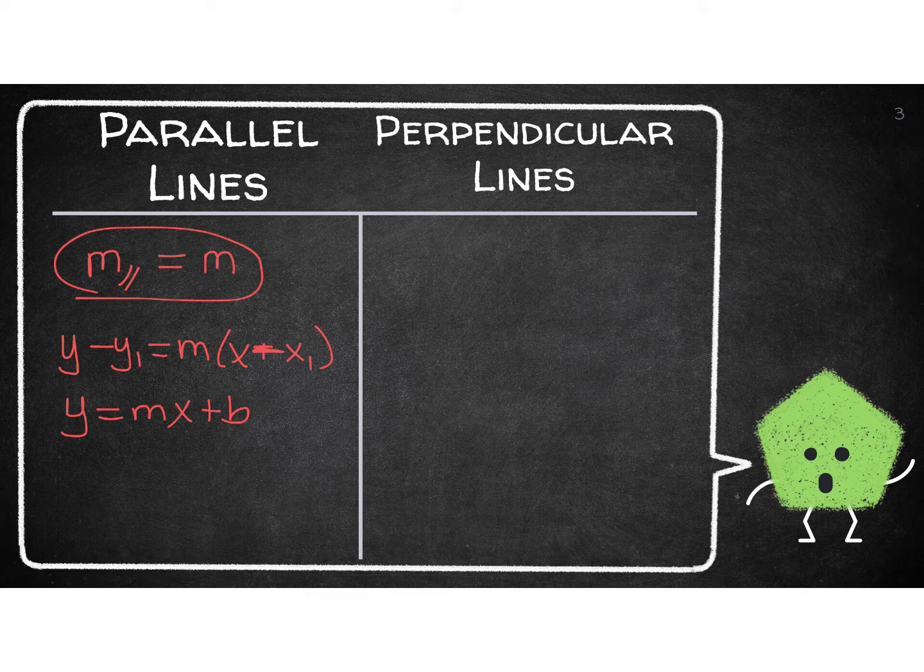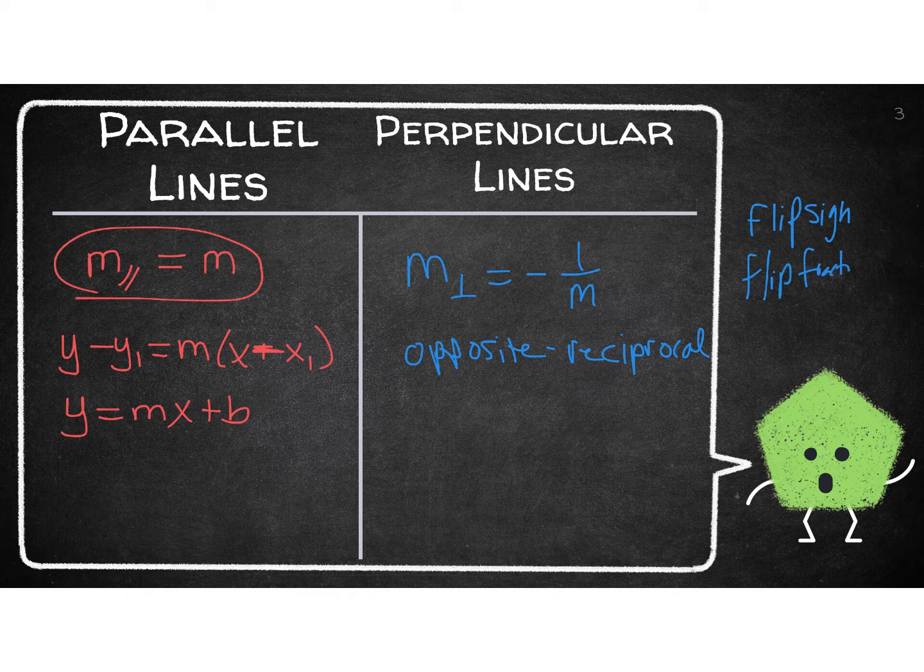So for perpendicular lines, we have a little bit more work to do on that one. The slope of the perpendicular line is going to be opposite sign, opposite fraction. So flip the sign, flip the fraction, opposite reciprocal. Okay, so just think, flip the sign, flip the fraction. And that's how you would find the slope of your perpendicular.